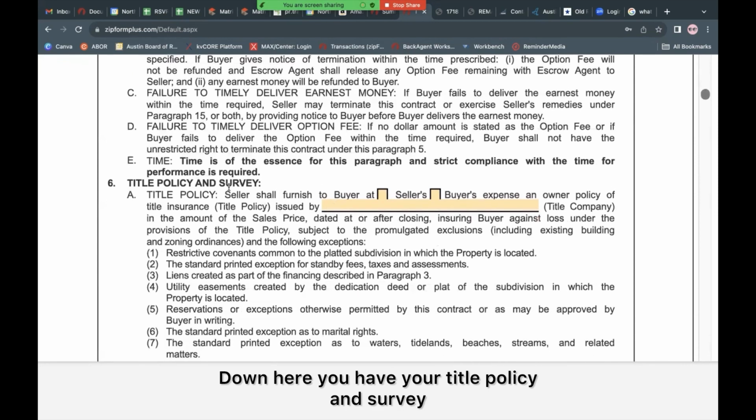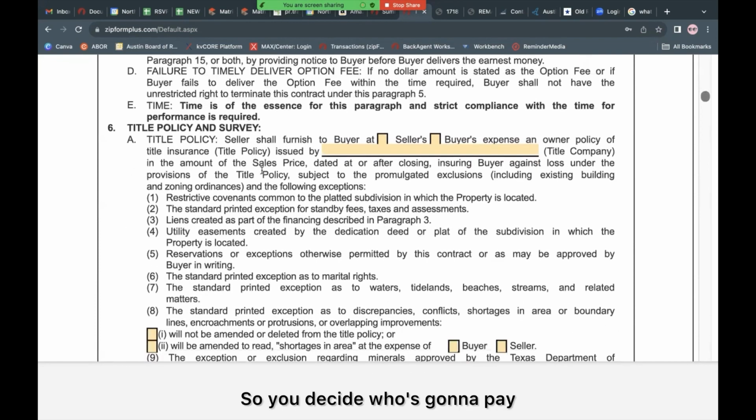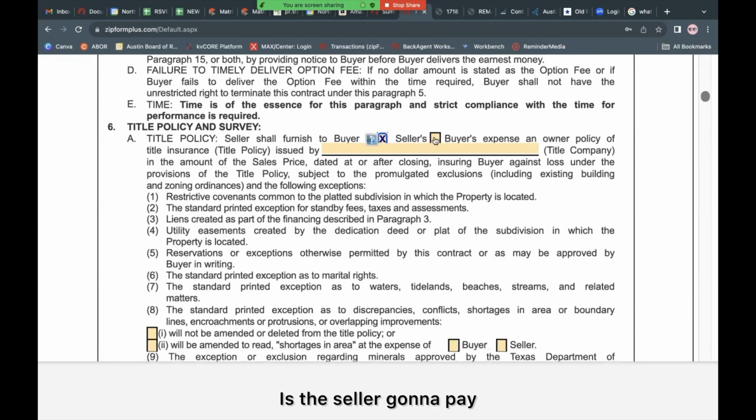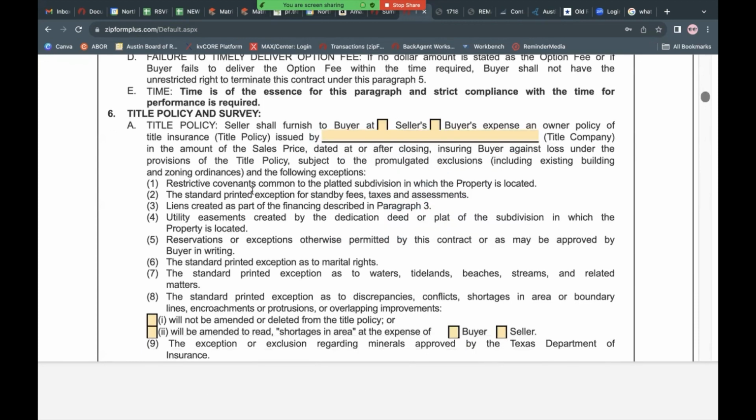Down here, you have your title policy and survey. So you decide who's going to pay. Is the seller going to pay? Is the buyer going to pay? Are you guys going to split it? Then you check off both. And then we put the title company here.